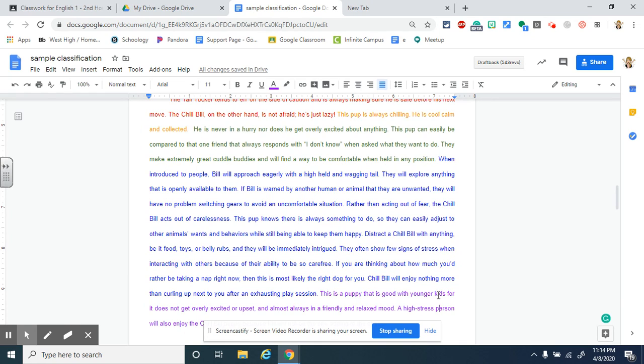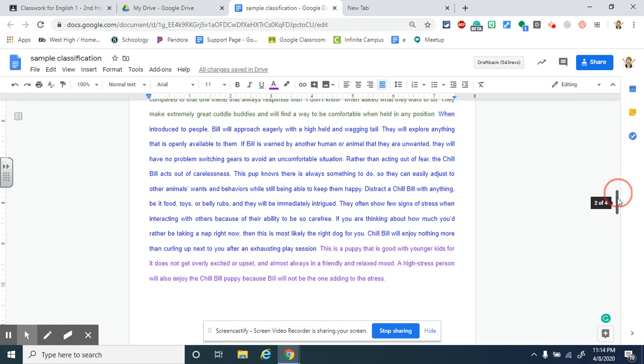Distract a chill Bill with anything, be it food, toys, or belly rubs, and they'll immediately be intrigued. They often show few signs of stress when interacting with others because of their ability to be so carefree. If you're thinking about how much you'd rather be taking a nap right now, this is most likely the dog for you. Chill Bill will enjoy nothing more than curling up next to you after an exhausting play session. And then we have our so what, so why it matters.